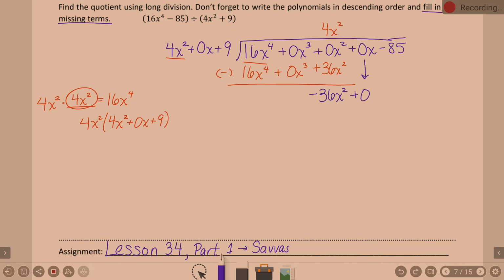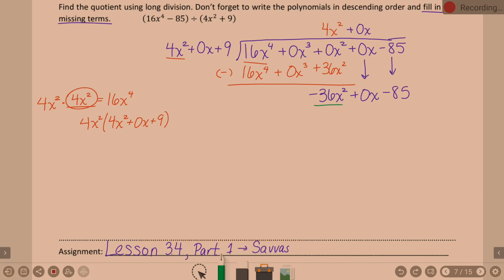Now, what do we do? Officially, you bring down the 0x. But here's the deal. I'm supposed to be dividing into 3 terms. This is only 2 terms. So what do you end up having to do? Bring down the next one also. Now, in that process, we're going to need an answer here. And this answer is just going to end up being a 0 because we're going to skip over it and bring down the next term.